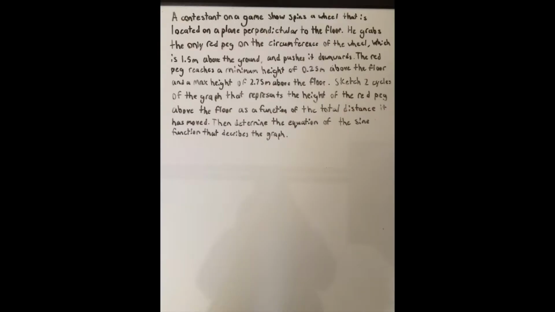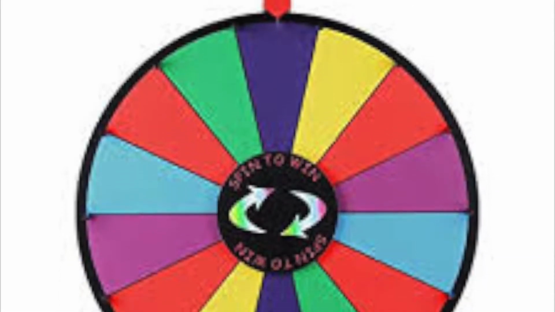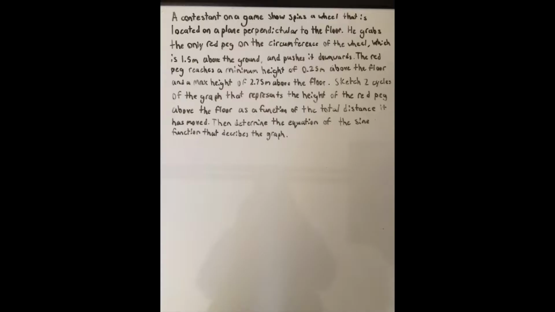The sample question I have today looks like this. It states that a contestant on a game show spins a wheel that is located on a plane perpendicular to the floor. He grabs the only red peg on the circumference of the wheel, which is 1.5 meters above the floor, and pushes it downwards.